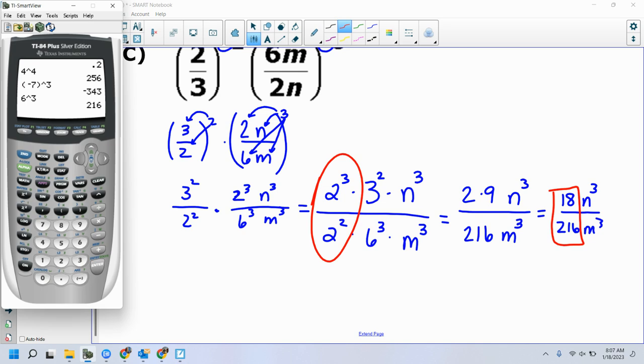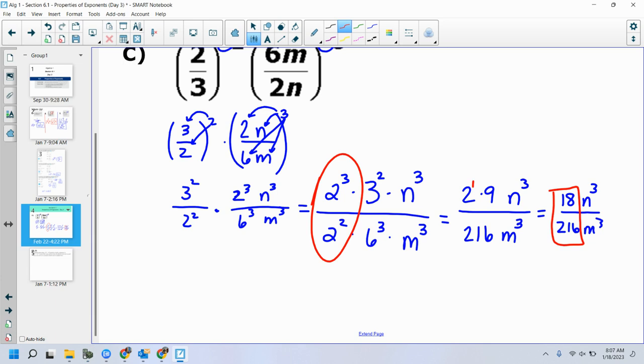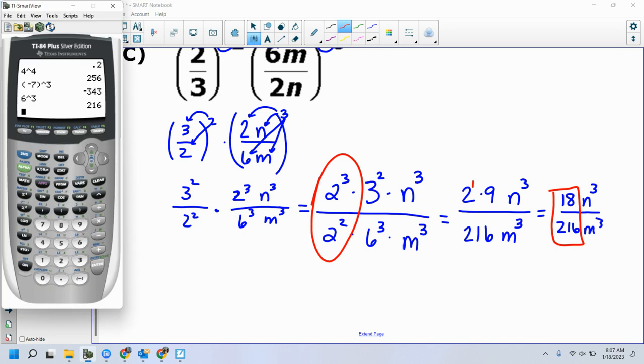Do you have a question? Yeah. What's up? Did we cancel out the 2 to the third and 2 to the second? Yeah, it became 2 to the first, because we subtracted 3 minus 2 is 1. Oh. Yeah. Now, let's try to reduce down to 18 over 216.